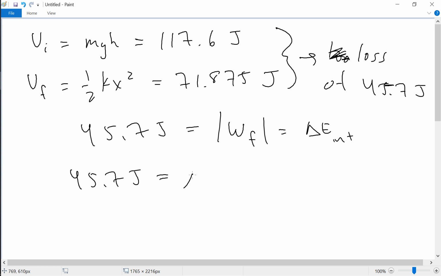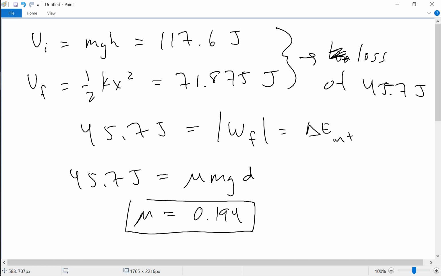Well, the work done by friction is the coefficient multiplied by the normal force, which in this case is mg because it's flat, multiplied by the distance that it travels. Again, all of those are given, so you can rearrange this, solve for our coefficient, and I get 0.194. And remember, coefficients of friction are unitless, so that is the final answer.